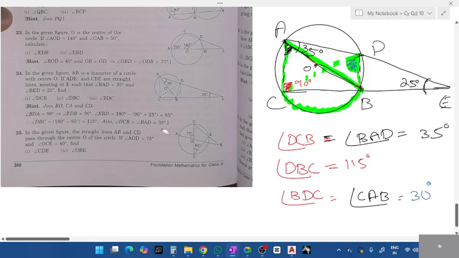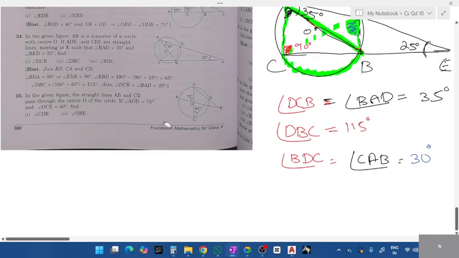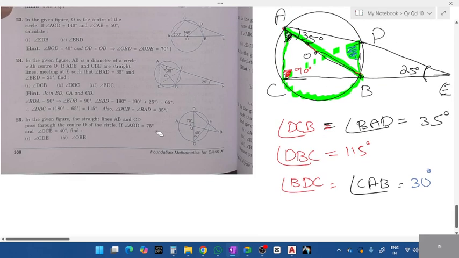BAD is 35 degrees. Okay, we have done the 24th question. Try the 25th. Be quick, another 5 minutes left. Try the 25th.